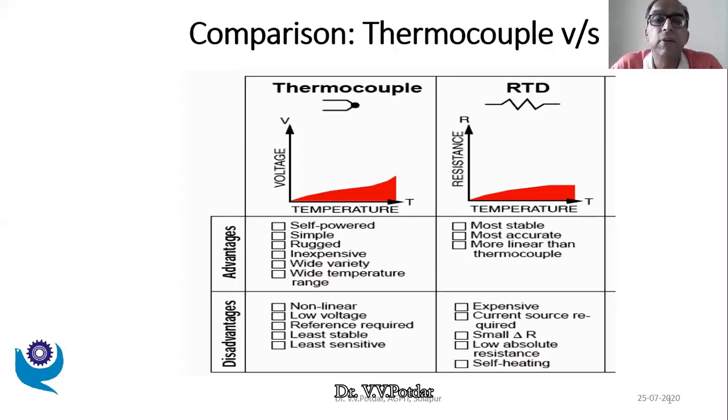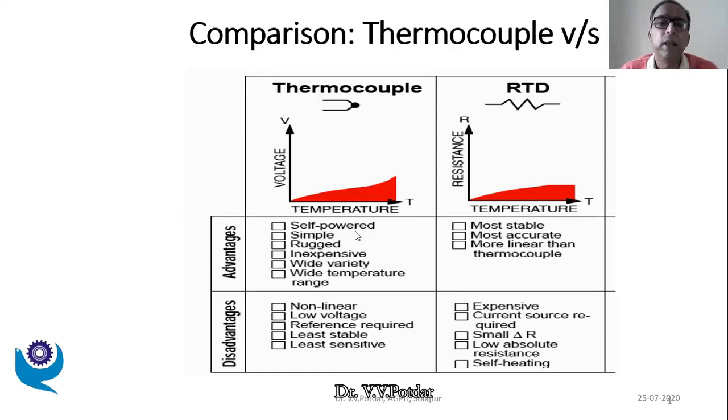As you can see, thermocouples are self-powered because they generate EMF of their own, whereas RTDs, on the other hand, have the disadvantage that they require an external current source. So RTDs are not self-powered. They require external power, an external Wheatstone bridge circuit and a power supply, so that the resistance change can be detected through this Wheatstone bridge circuit.